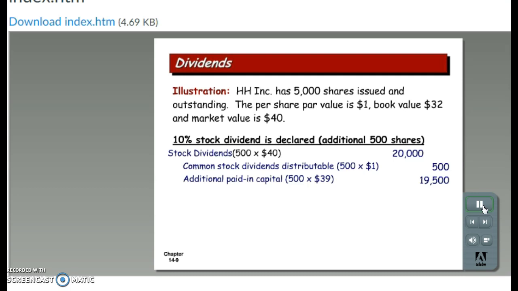When the shares of stock have been issued to the stockholders, the journal entry reduces or debits the common stock dividends distributable at the total par amount. Now that the shares have been issued, the common stock account is increased or credited at the par amount.